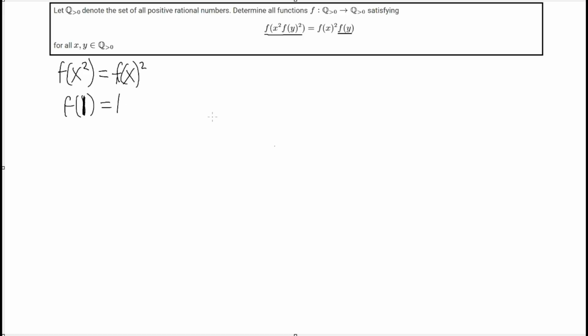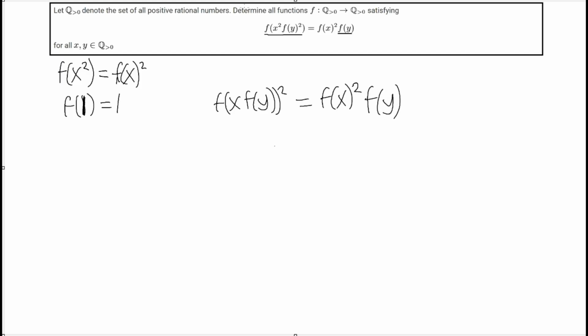Alright, so now let's see how to apply this to the original problem statement. Immediately we have a perfect square inside the left-hand side. So let's go ahead and bring that outside with this identity shown here. And when we do that, we get f of x f of y squared is equal to f of x squared f of y.